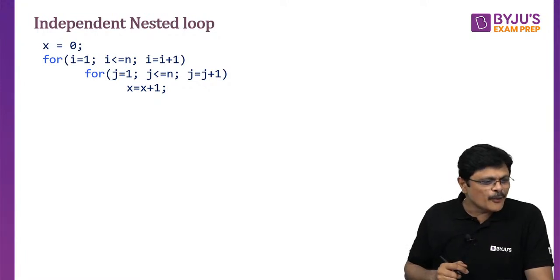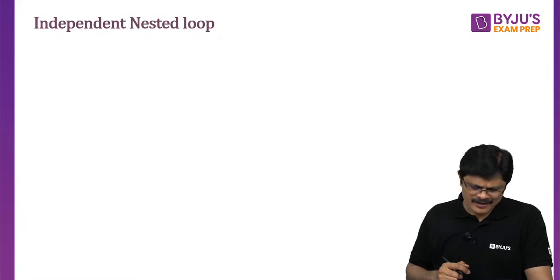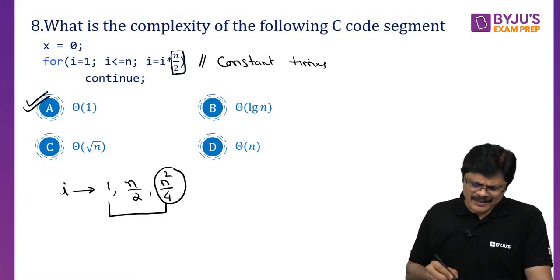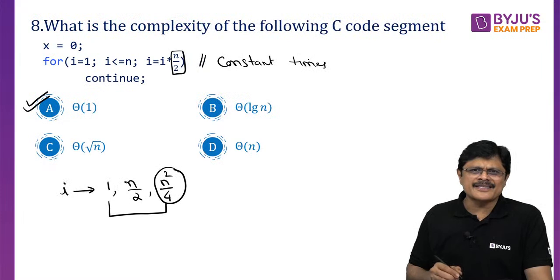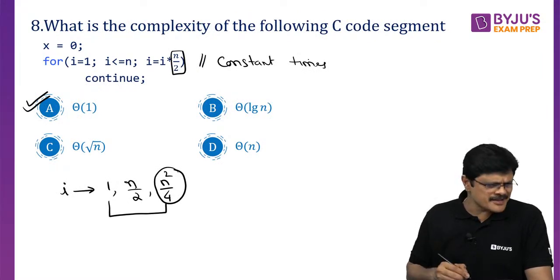Okay, why theta 1? For which problem? This one? Constant, no? How many times the loop iterates? Just 3 times. Therefore, theta 1. Just theta 1.